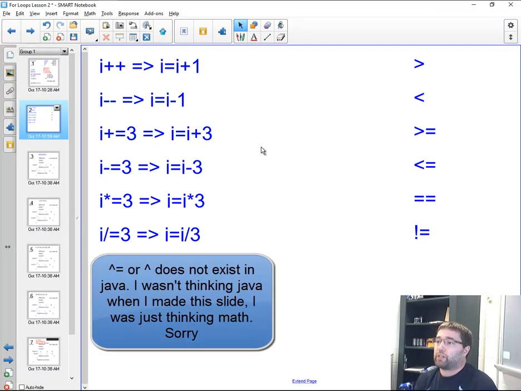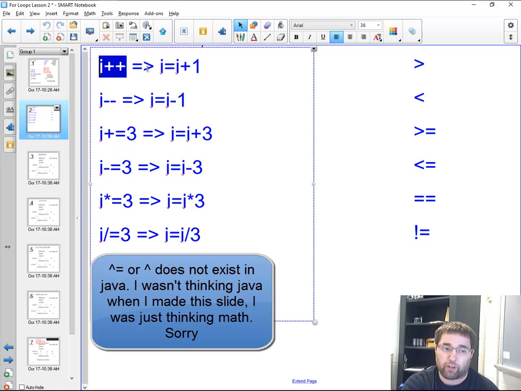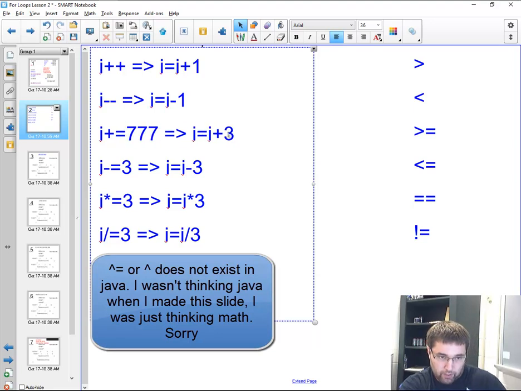Let's go over these things real quick. Some background knowledge here. What we have here is on the left is the code, on the right is the code. What I mean by that is this is shorthand for I equals I plus 1. So I plus plus just increases I by 1. I minus minus decreases I by 1. I plus equals any number that I want to, 777, is the same thing as I equals I plus 777.